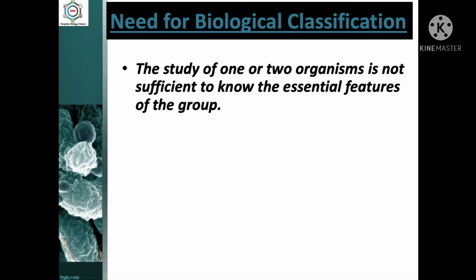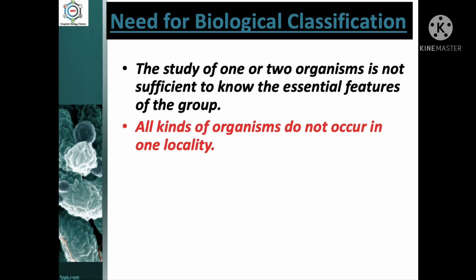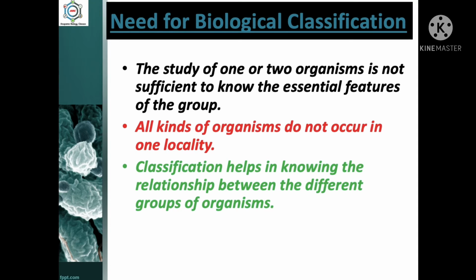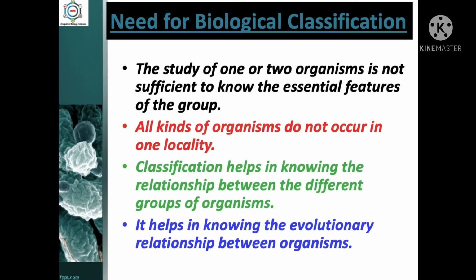So, what is the need for biological classification? The study of one or more, that means two organisms, is not sufficient to know the essential features of the groups. All kinds of organisms do not occur in one locality. Classification helps in knowing the relationship between the different groups of organisms. It helps in knowing the evolutionary relationship between organisms. So these are the needs for biological classification.